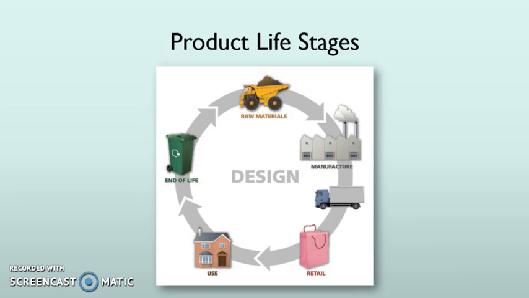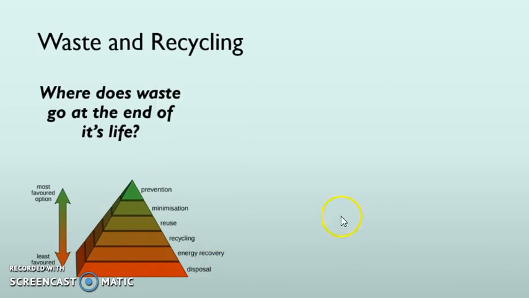Individual products have life stages as well. For the most part, it follows a diagram like this, which we've seen before. Raw materials are extracted, manufacturers make the parts and the products, which are transported to retail locations. Then the product used has some kind of end of life fate, whether it's thrown away or reused or something. So now, where does the waste go at the end of its life? There's a lot of possibilities. This waste hierarchy that we saw in a previous lecture, probably the first day, gives you some options, but we'll look at a couple more, a different way of seeing it.